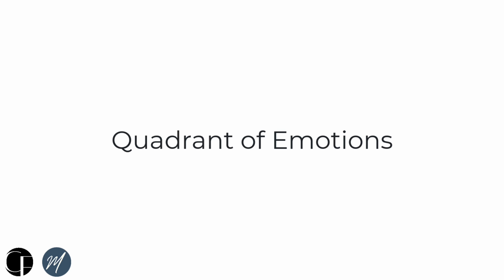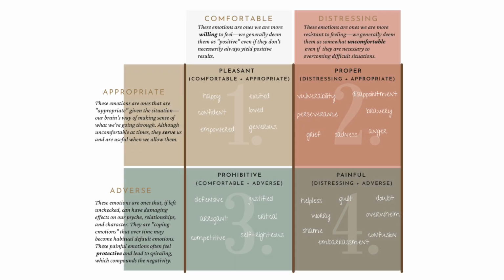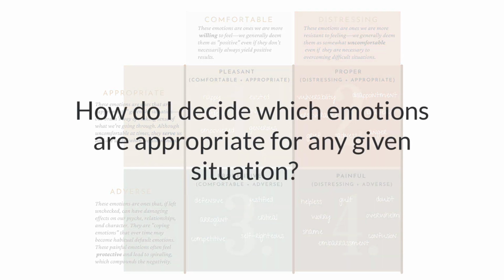In this video, we will introduce you to the Quadrant of Emotions. The Quadrant of Emotions is a powerful tool to help you better decide which emotions you would like to feel in any given situation. Throughout this program, we have spent much of the time focusing on how to better manage the emotions you feel. But the question remains, how do I decide which emotions are appropriate for any given situation?